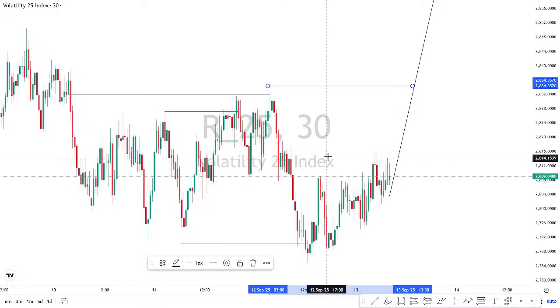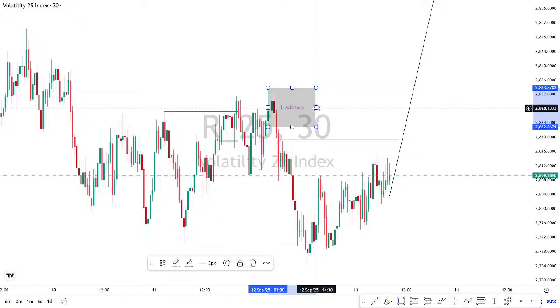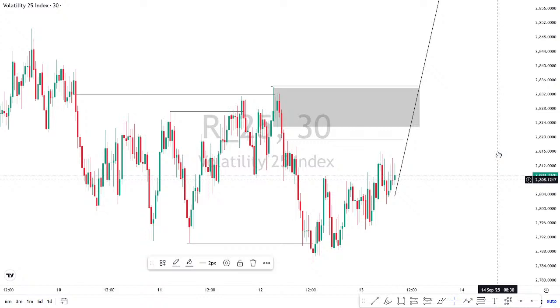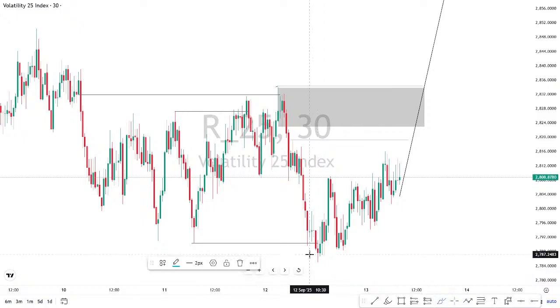So how do we get an entry? Is there a place the market is likely to come back to? Yes. I am expecting it to take this high as liquidity. Then I am expecting it to come here and make a good reaction, give us a change of character, then we start selling. I am expecting a change of character here. Then we start selling till we take this particular low. This low is my target. And that is it for Volatility 25.